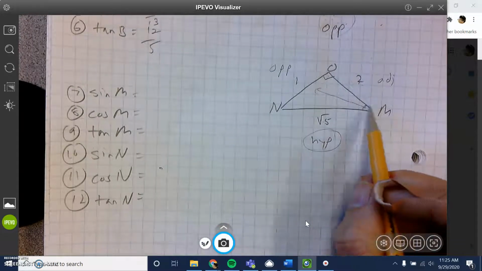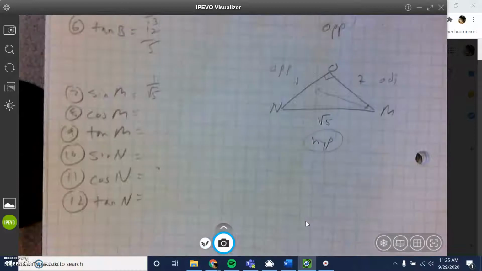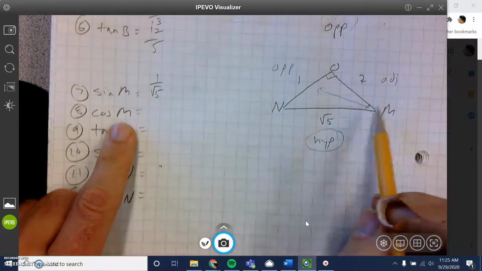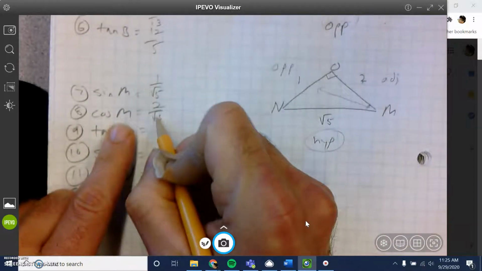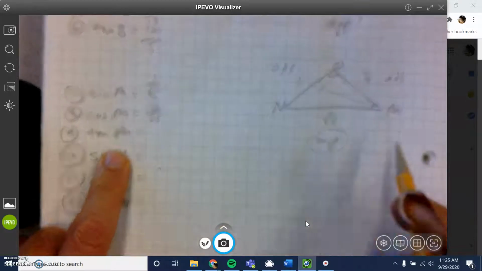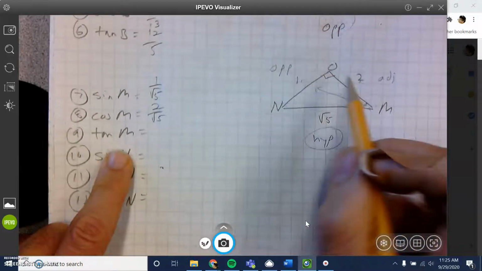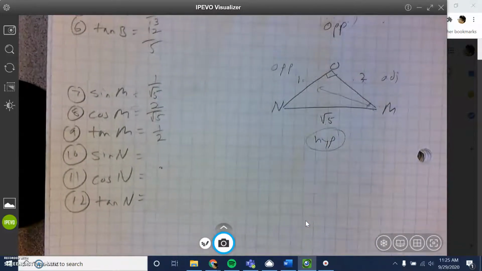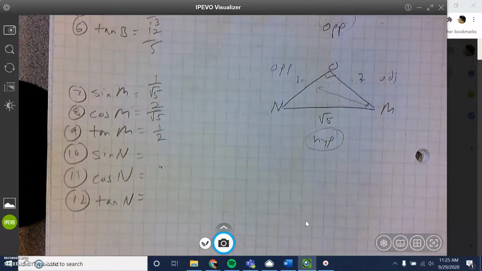All right, let's see what we got. Opposite over hypotenuse, 1/radical 5. Got it. And cosine of M is adjacent over hypotenuse, so that's 2/radical 5. Tangent of M is 1/2. Cool. All right, now your job is to do the rest. Sine n, cosine n, and tangent n. Ready, set, go.